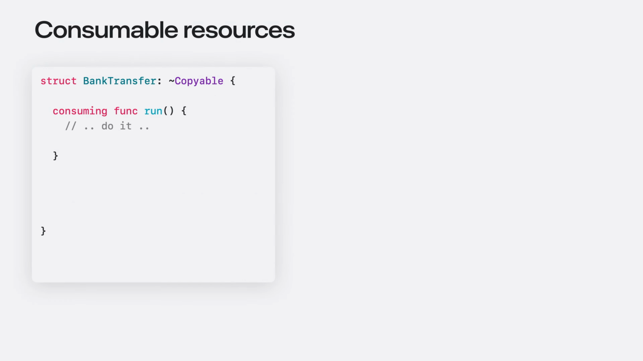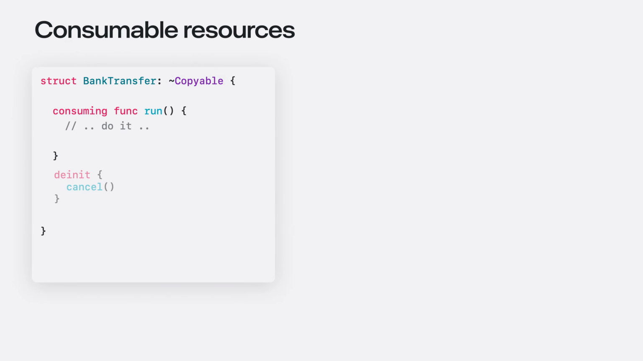Okay, let's revisit our bank transfer example, because now we can model it as a consumable resource. First, I've made BankTransfer a non-copyable struct, and marked its run method as consuming, which takes the value for self away from callers. With those two changes alone, I don't need assertions anymore. Swift guarantees that I cannot call the run method twice on the same transfer.